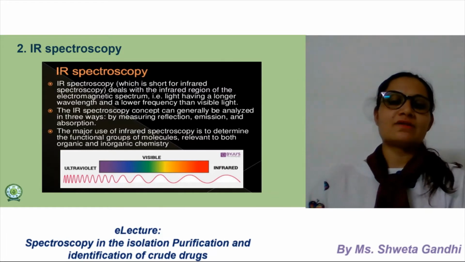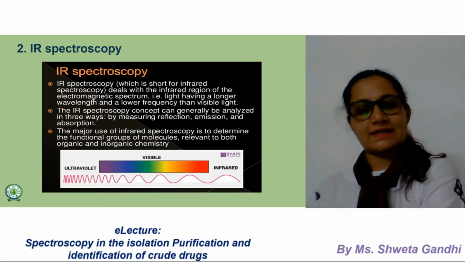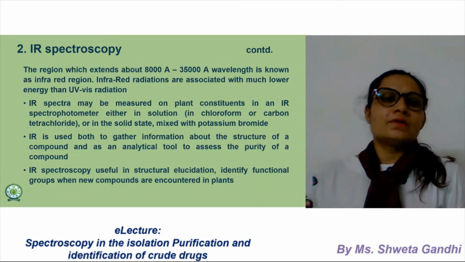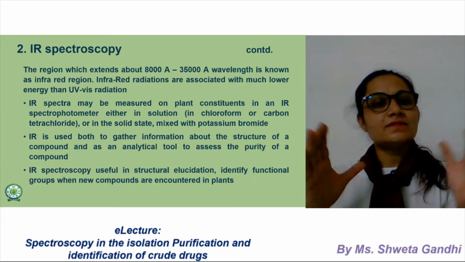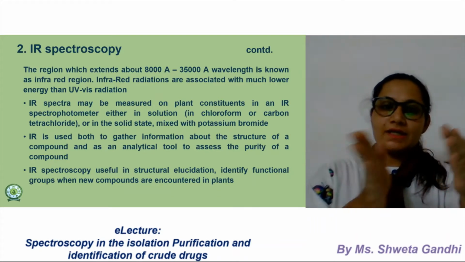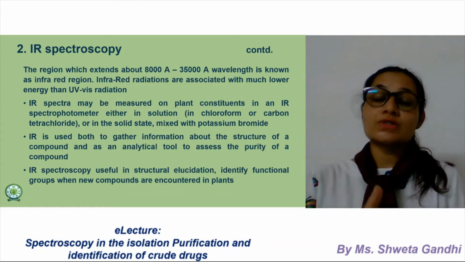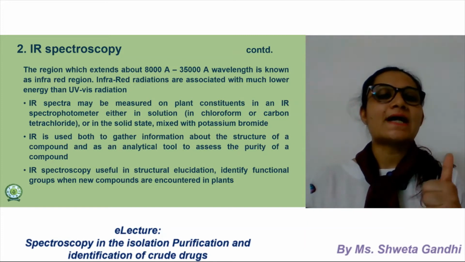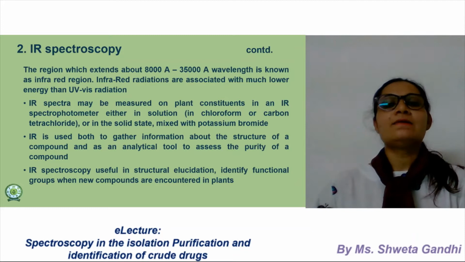These are the diagrams for IR spectroscopy. This is the visible range, UV and IR. This is the detecting rays. Now, how can we explain the IR? The region which extends from 8,000 angstrom to 35,000 angstrom wavelength is known as the IR region. This gap of wavelength is known as the IR region.